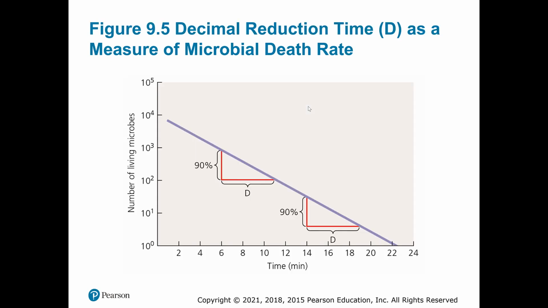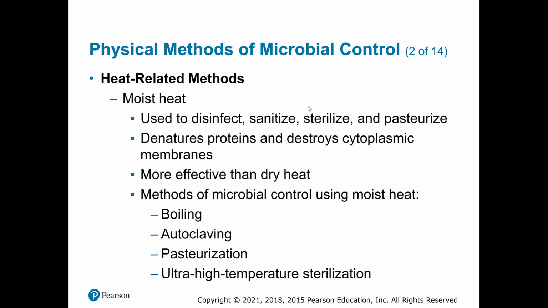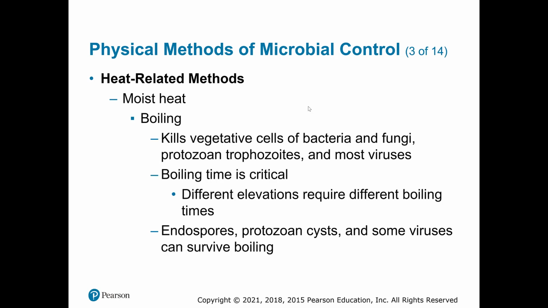But there's moist heat and there's dry heat. And they do different things. So moist heat would be things like boiling, pasteurization, something called autoclaving we'll get to in a second. Moist heat can disinfect surfaces, can sanitize, can sterilize. It's going to do all those things we talked about earlier with the proteins and membranes. Moist heat is more effective than dry heat because heat is conducted better in water than it is in the air. So these methods really quickly.